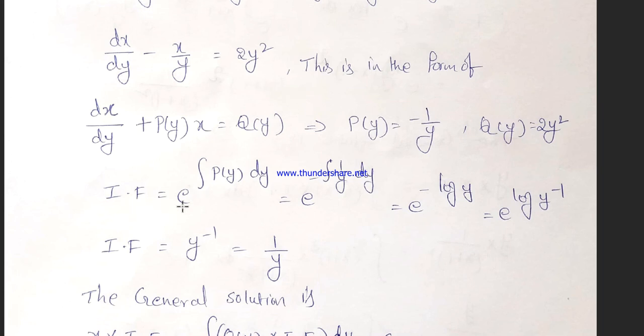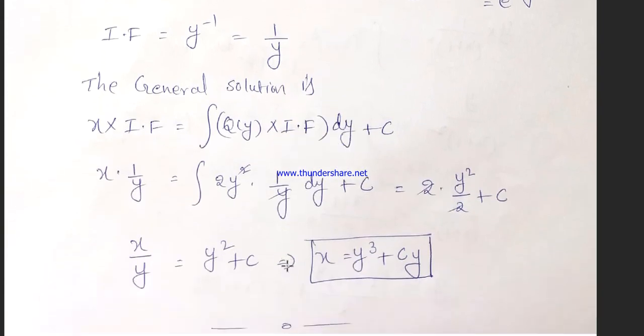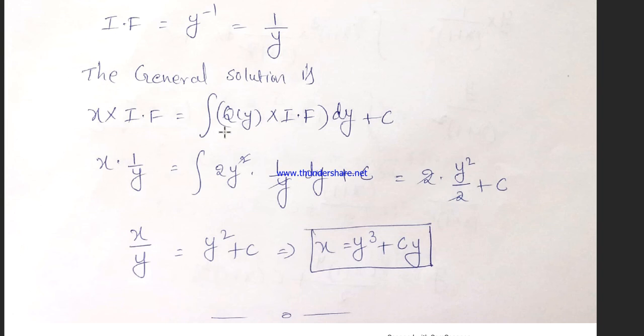So integrating factor is equal to e power integral p of y dy equal to e power integral minus 1 by y dy, that is equal to e power minus log y, that is e power log y power minus 1. So then we get integrating factor equal to y power minus 1, that is 1 by y. Going to the general solution, x into integrating factor equal to integral q of y into integrating factor dy plus c. So here x into integrating factor is x by y, that is equal to integral q of y is 2y square into integrating factor 1 by y dy plus c.